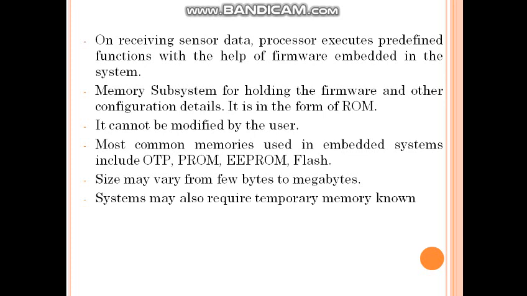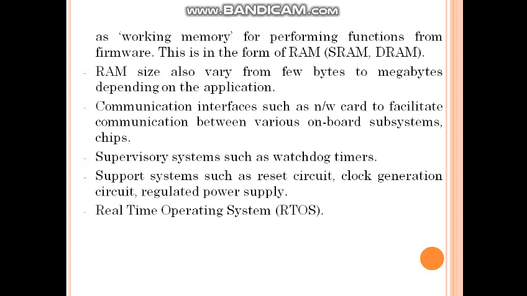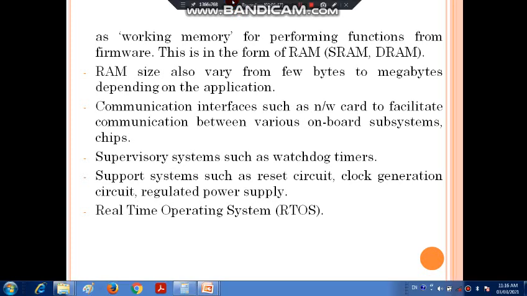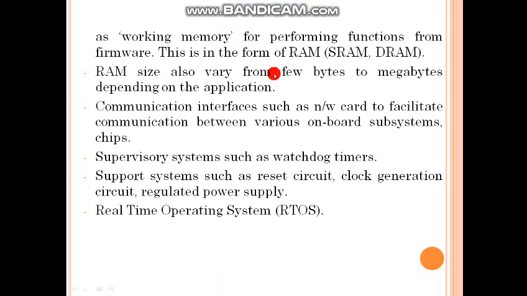The system may also require temporary memory. Normally we require temporary memory as a working memory for performing the functions of software. This is in the form of RAM. That RAM may be a static RAM or a dynamic RAM. That RAM also varies from a few bytes to a few megabytes. And normally this RAM, random access memory, depends on the application.